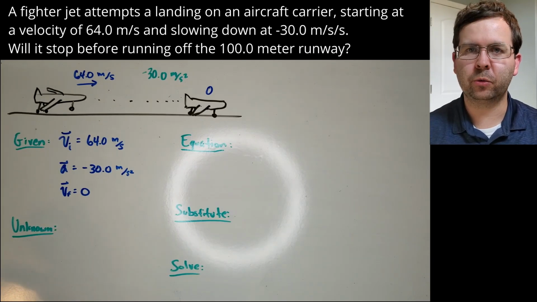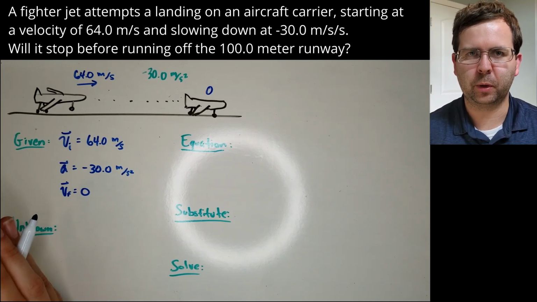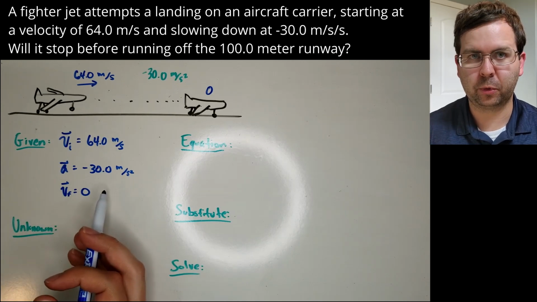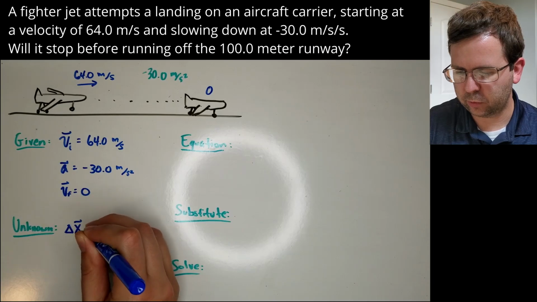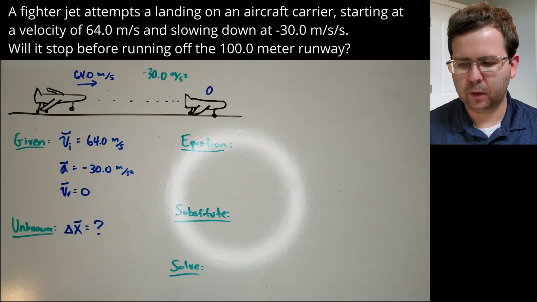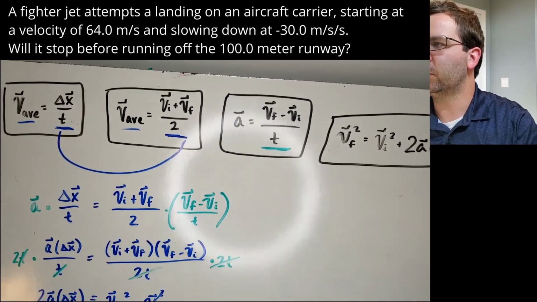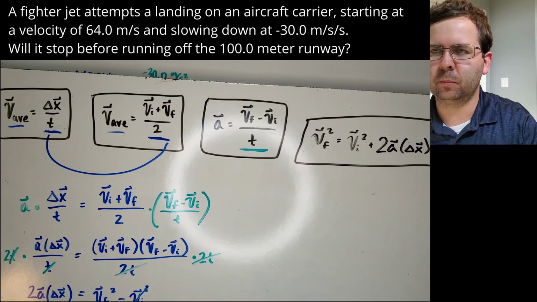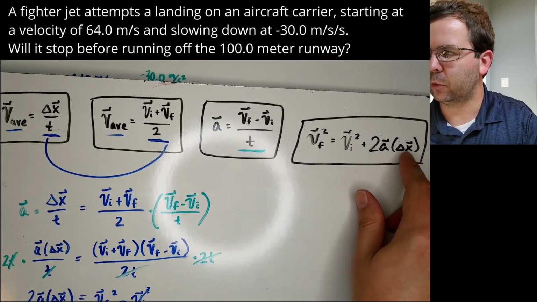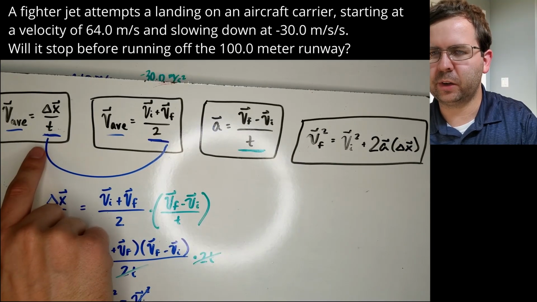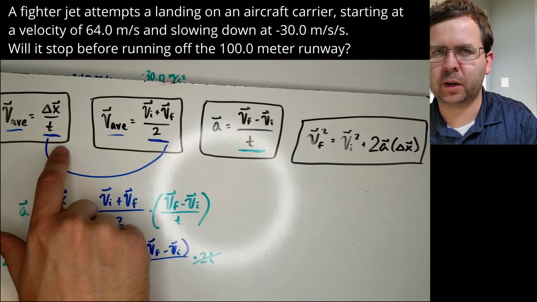So what we really want to know is, does the plane stop before running past the 100-meter displacement? So what would be the displacement of this plane given these constraints here? Looking at our equations from before, we have 4 options so far to look at, and we want an equation that gives us the displacement in some way. So I see 2 equations that have displacement in them. This one has an average speed and a time. We don't have the average speed or time of the plane. We could find the average speed, but we're not really given a time right now.